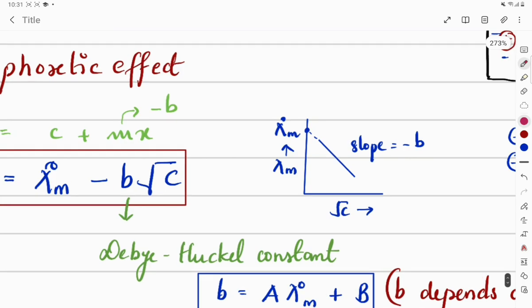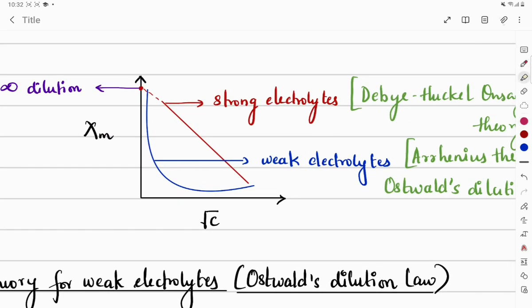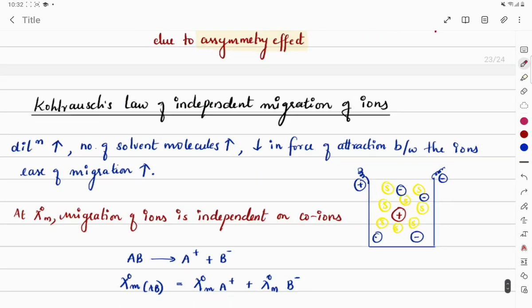As you know from this graph, where we can compare both simultaneously, once you get this plot and extrapolate it into this region, you will get the lambda 0 m value for strong electrolytes. But for weak electrolytes, since the curve goes like this without even touching that region, it is difficult to find the lambda 0 m value. But using that of strong electrolytes, it is actually possible to find it for weak electrolytes also. But directly from the graph, it is not possible. And this comes as one of the applications of Kohlrausch's law.